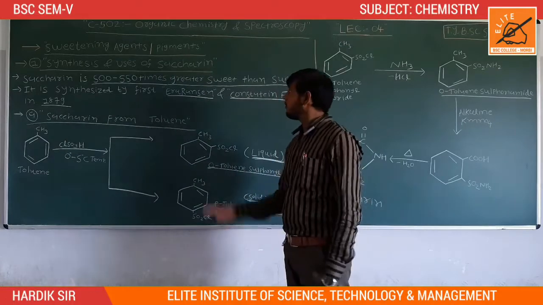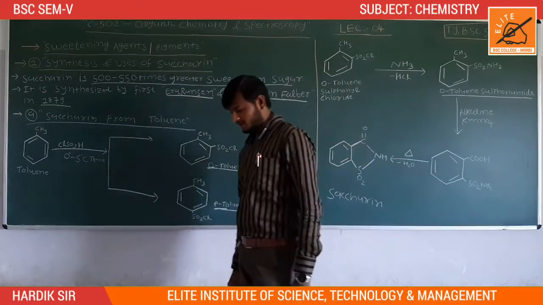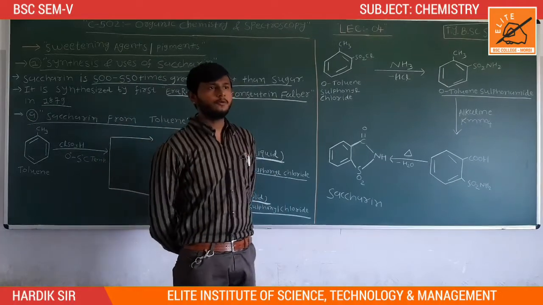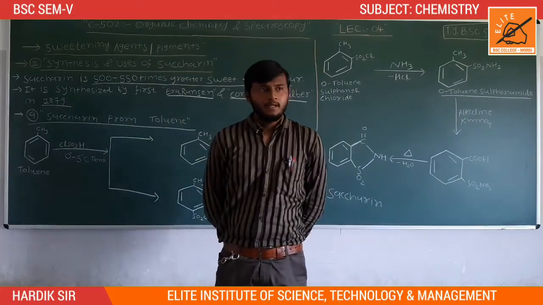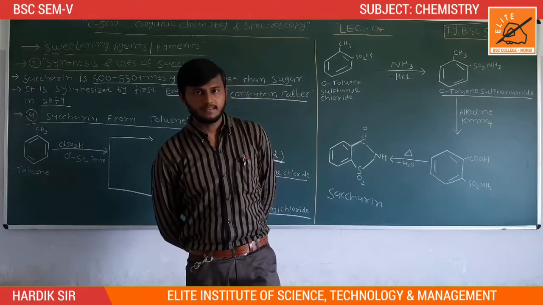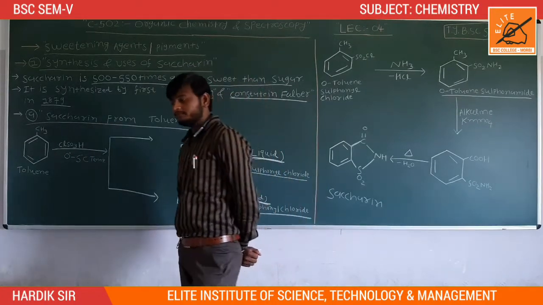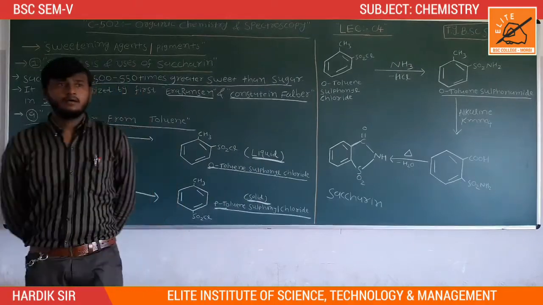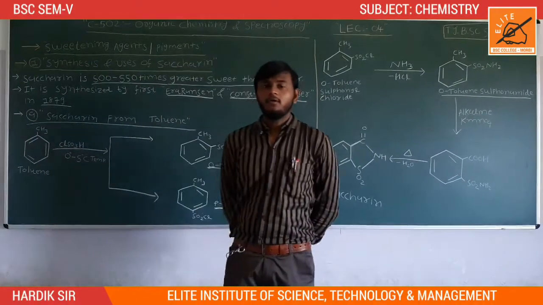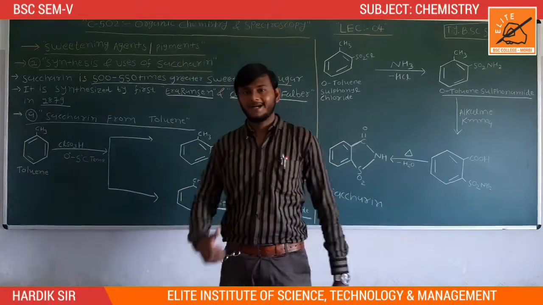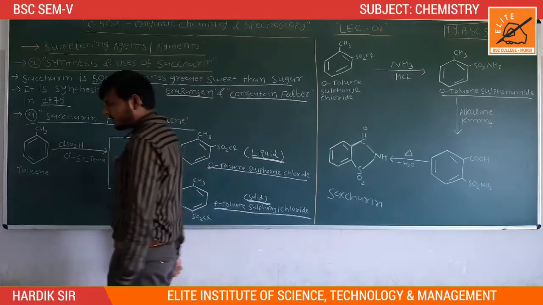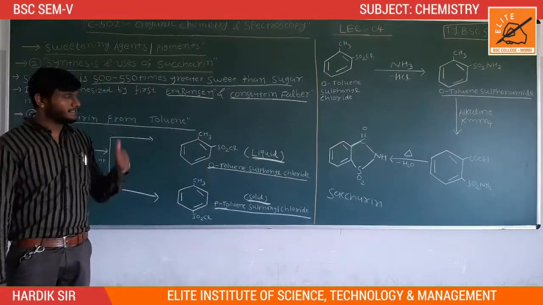Paper number 502, Organic Chemistry and Spectroscopy. We have started unit number 2 and chapter number 2, synthetic drugs, dyes and sweetening agents or pigments. We have completed drugs and dyes. Today we have started sweetening agents or pigments. Our first sweetening agent is saccharin.